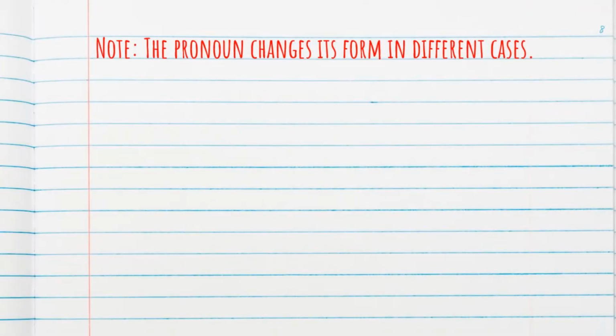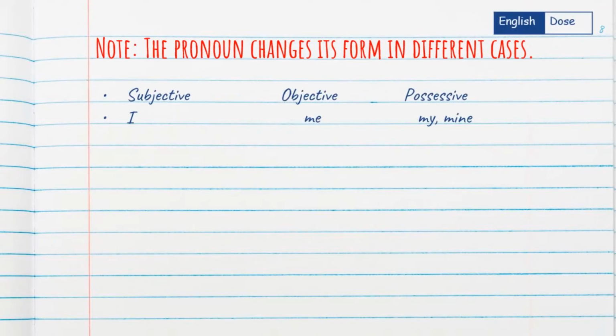Note the pronoun changes its form in different cases. The pronouns are divided into subjective, objective and possessive case. The subjective case I, its objective case me, and possessive my, mine. Subjective case we, objective us, possessive our, ours. Subjective case you, its objective case you, and possessive case your, yours. Subjective case he, objective case him, and possessive case his.